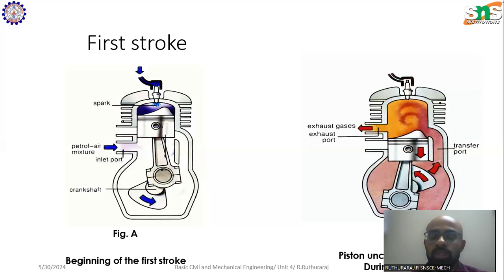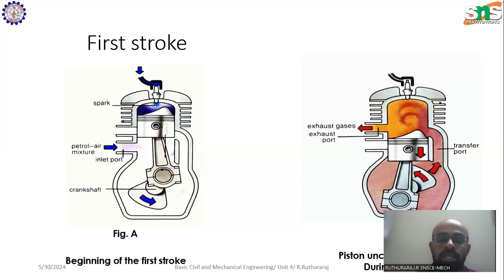Obviously, in the next stroke, suction and compression will take place. So power and exhaust take place in a single stroke. Similarly, suction and compression will be the second stroke. What happens in the second stroke, we will see in the next lecture video.